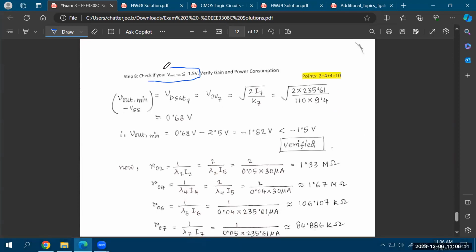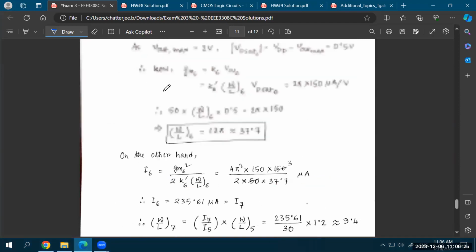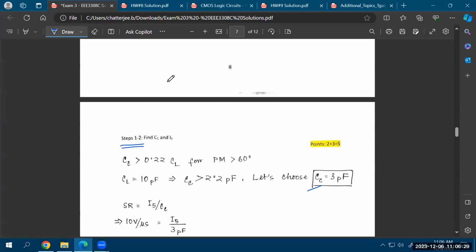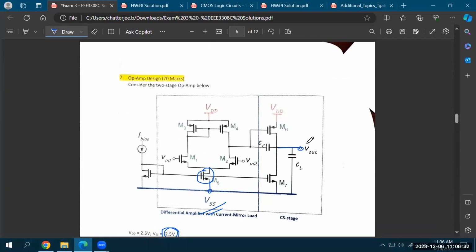Checking if your Vout min is really less than minus 1.5 volt, because that was one of the specifications given in the question. To check that, what would be the minimum output voltage at the final output? The minimum output voltage is basically the voltage that you have at the source plus the drop across the M7 transistor. In your homework number 8, this voltage at the source was 0, so whatever drop you had across this M7 transistor was your output voltage. Now, whatever minimum drop you can have across this M7 transistor will be your minimum output voltage, right?